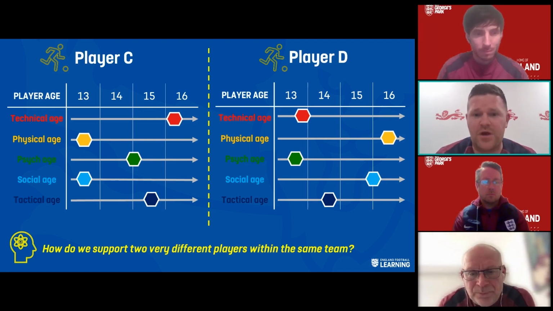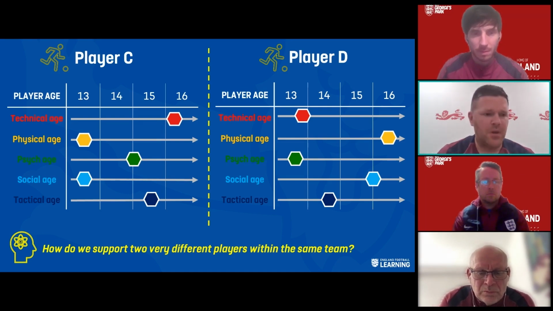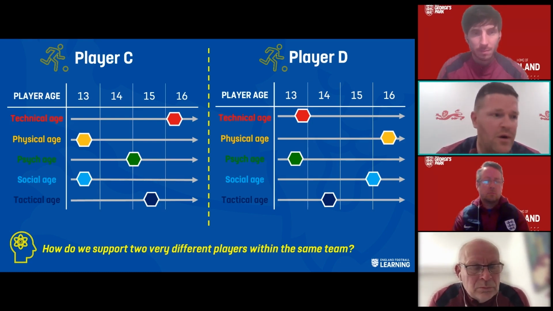And we've got to do that as coaches. So we've got to look at that scale that's up on the screen and go, well, actually, Chris might be 14 years of age, but technically he's 16. But socially, this is where he's at. And again, I think we need to just really bear that in mind with where our players are.